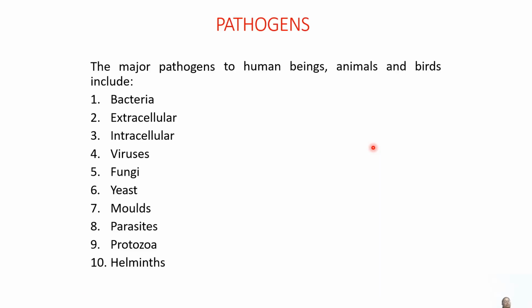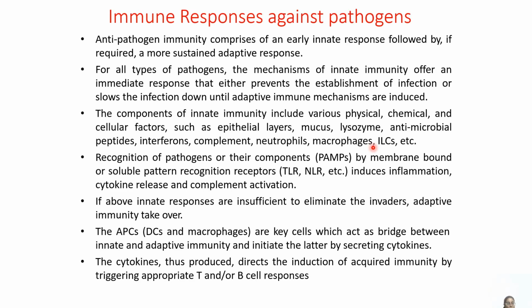So what can be the pathogens? There are different kinds of pathogens: bacteria, viruses, fungi, yeast. Antipathogen immunity comprises an early innate response followed by a more sustained adaptive response. For all types of pathogens, mechanisms of innate immunity offer an immediate response and either prevent the establishment of infection or slow the infection down until adaptive immune mechanisms are induced.